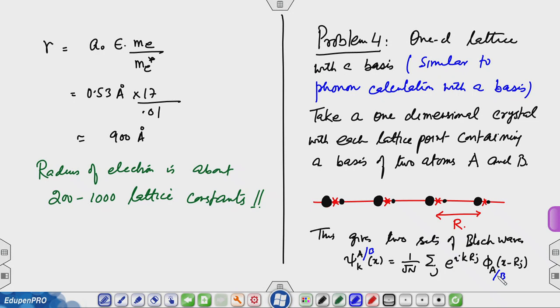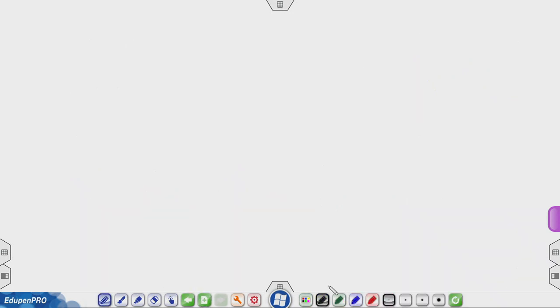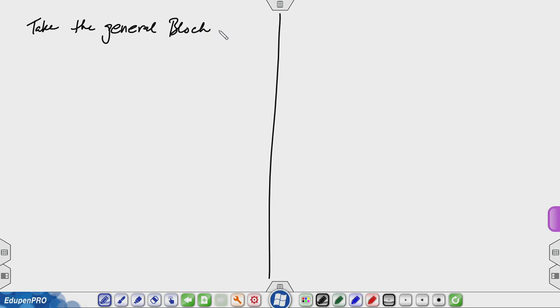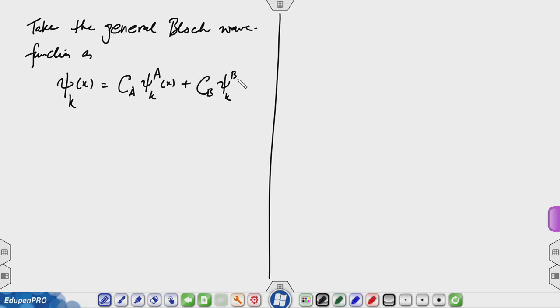So, we get two kinds of Bloch waves, and we want to now calculate the energy using these two wave functions as the basis. So, now what we are going to do is take the general Bloch wave function as psi_k(x), which will be some constant C_A psi_kA(x) plus C_B psi_kB(x), and find the minimum, which I will call E as a function of k using this.